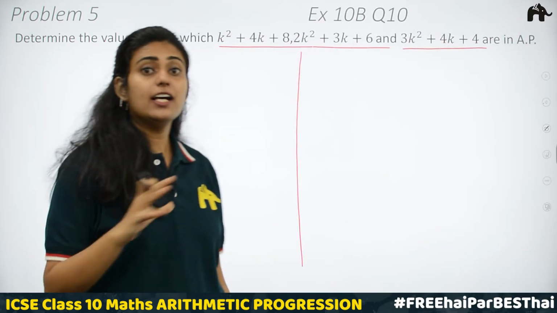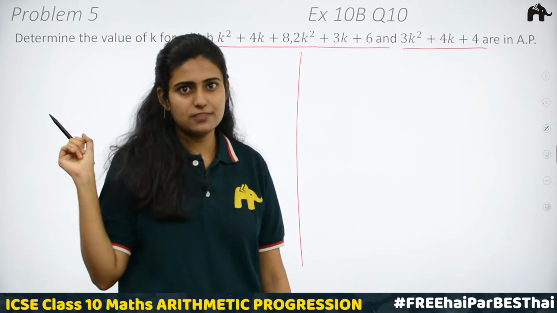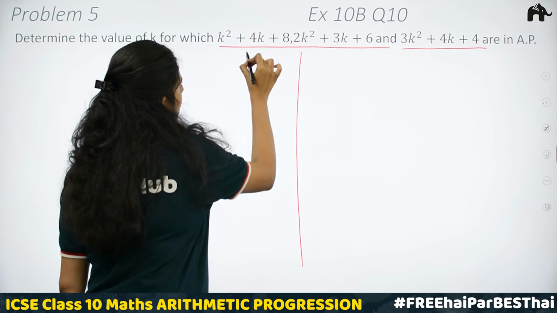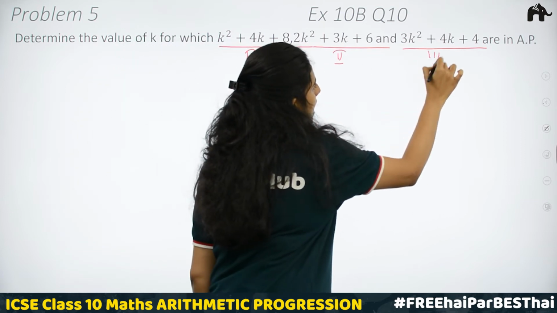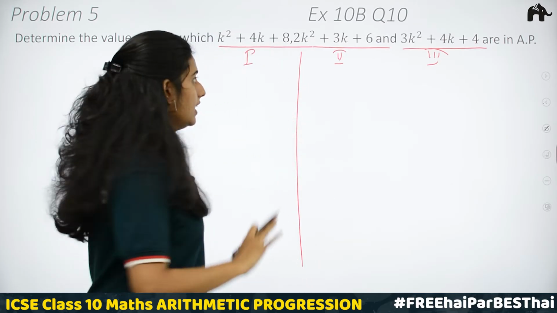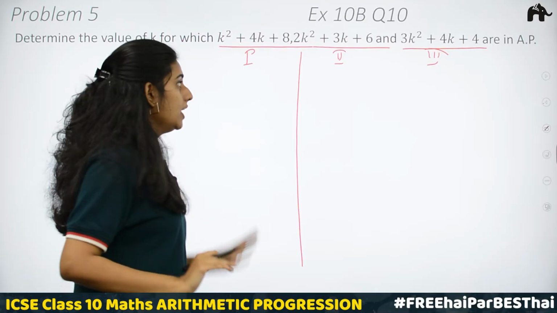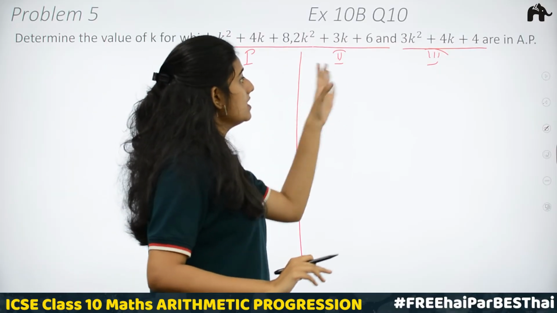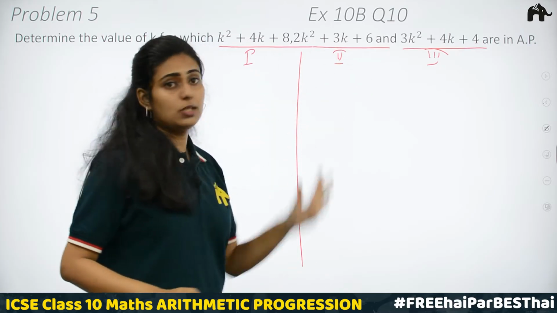When do we say a given set of terms are in AP? There should be a common difference, right? Here we are taking this as the first term, this as second term and these as the third term. In that case, the difference between the first and second term should be equal to difference between the second and third term. As they are in AP, this difference will be equal.